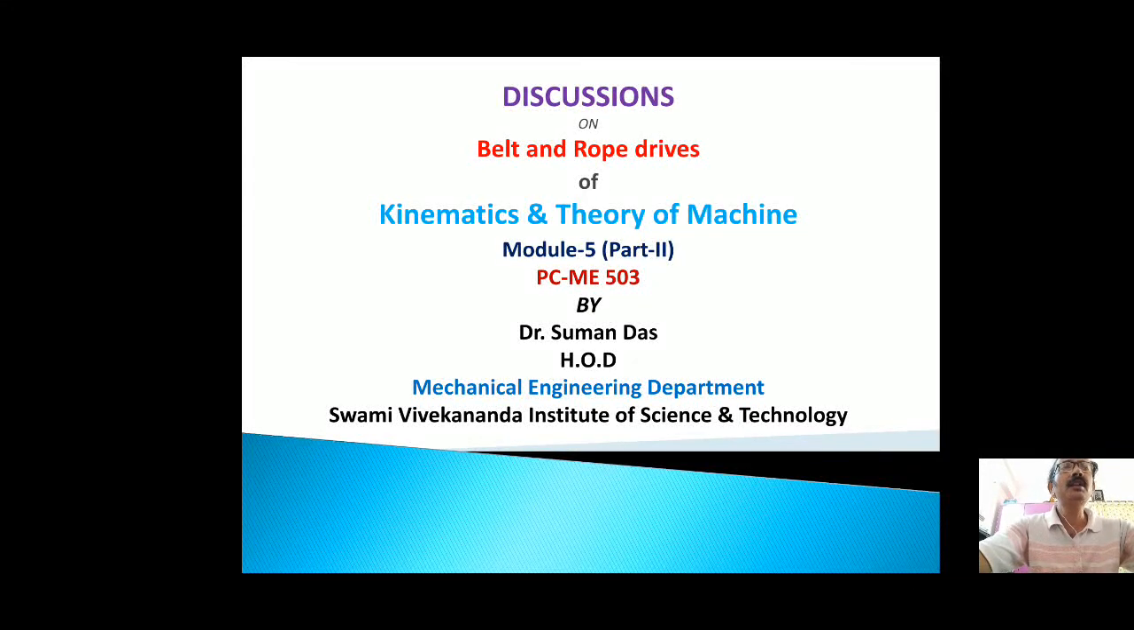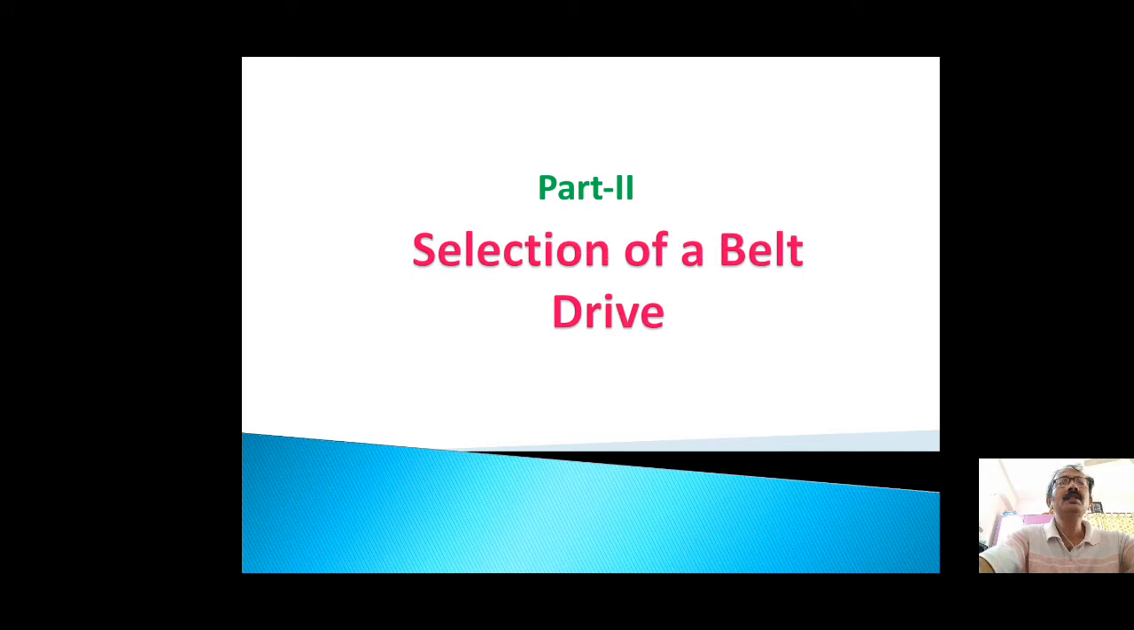This is on belt and rope drives, that is kinematics and theory of machine, module 5, part 2, PCME 503. That is selection of belt drives. Today we will discuss the selection of belt drives.